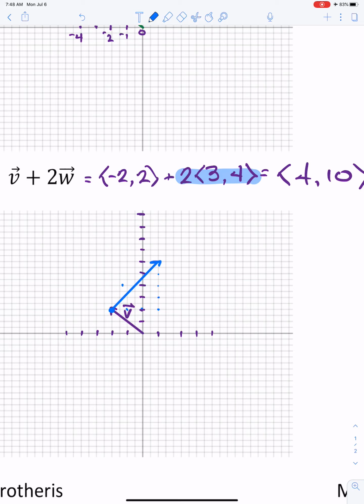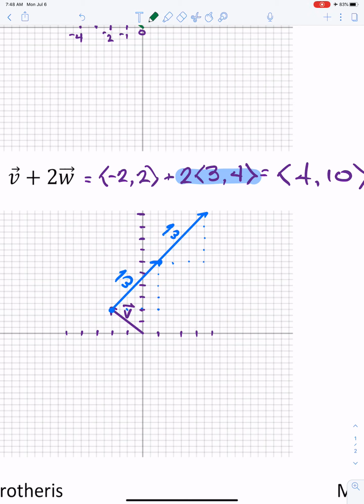So there's my first W. I'm going to do that again. 1, 2, 3, up 1, 2, 3, 4. So from here, here's my second W. Notice that just extended W to 2W. And so here is our resultant vector.